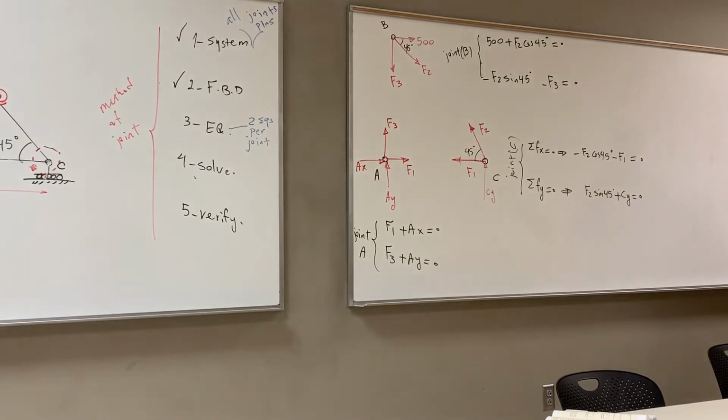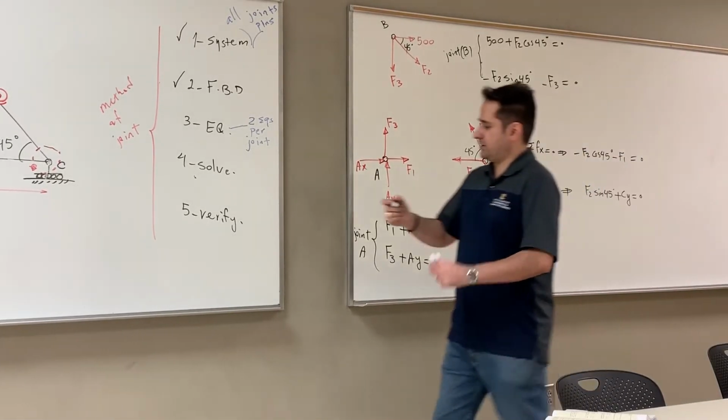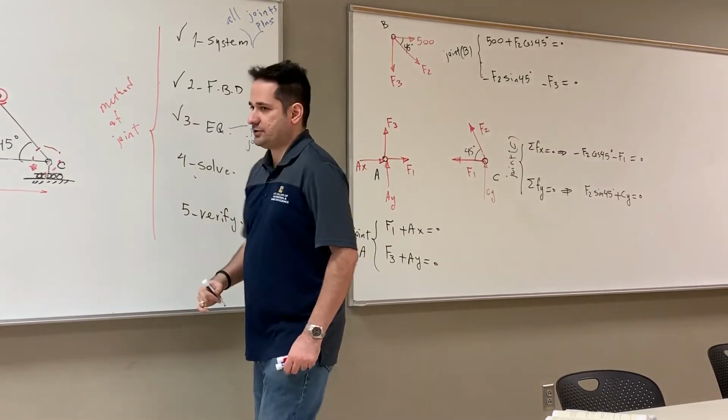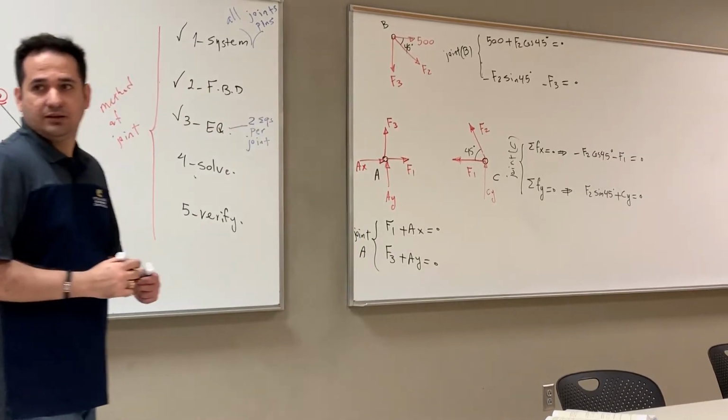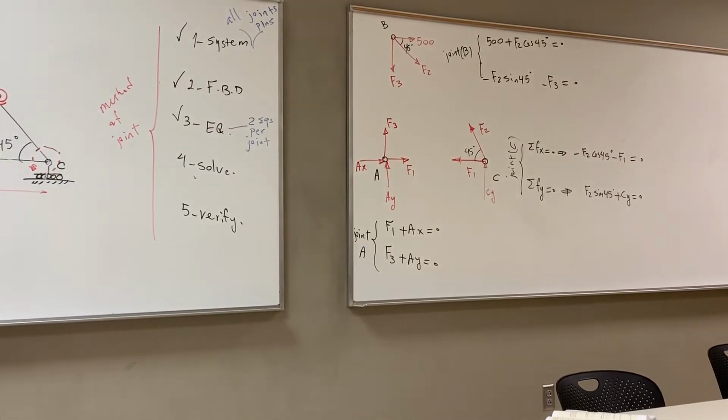How many equations do I have now? 6. 6 unknowns, 6 equations. So I should be able to solve it, right? Now, don't forget this check mark that you put. Now you go to solve. Which one should I start with?